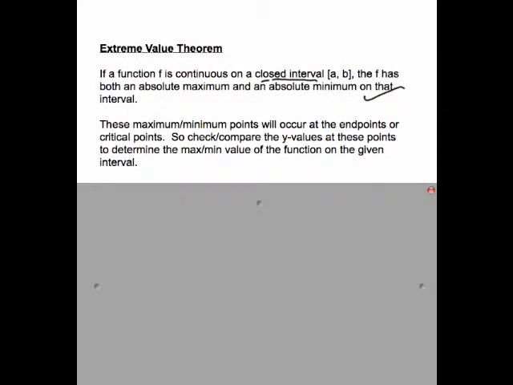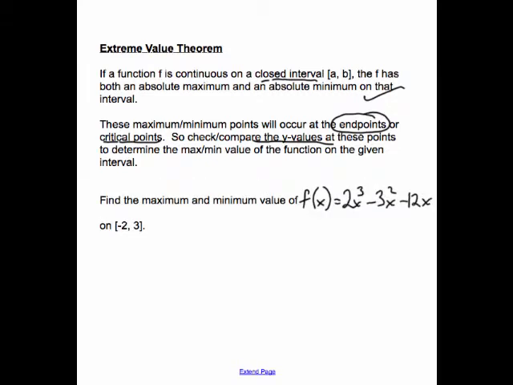And where would we look for those points? We would do it similarly to relative mins and maxes. We would look at the critical points, but we also need to look at the endpoints. As we saw in the last example, maxes and mins can occur at the endpoints. So all you need to do is find your critical points and compare your y values at the endpoints and critical points.